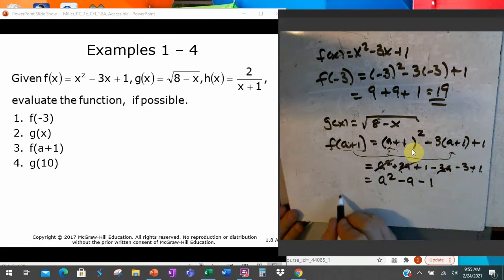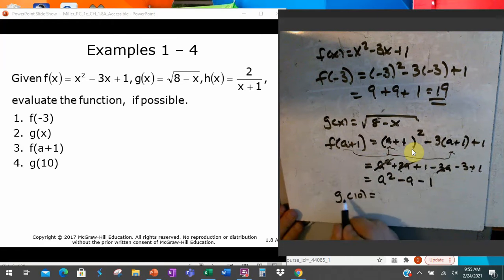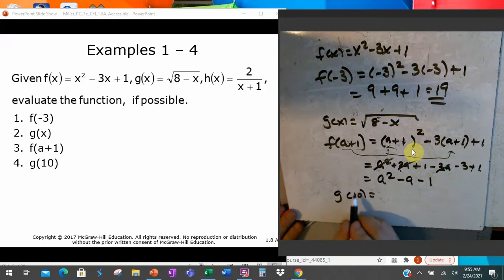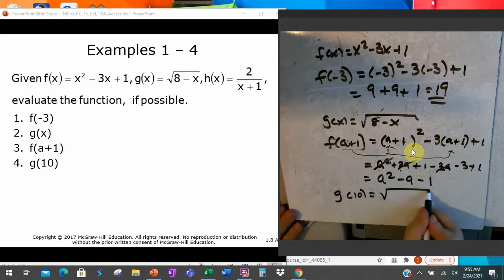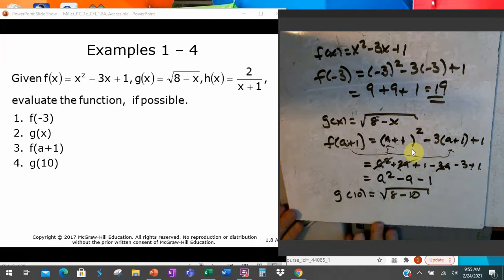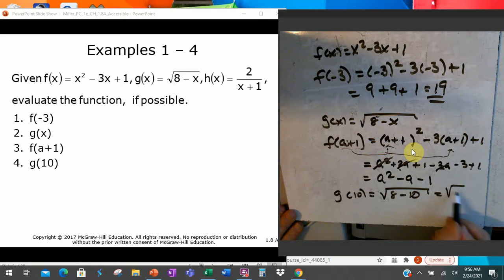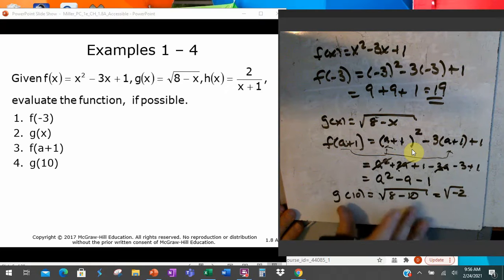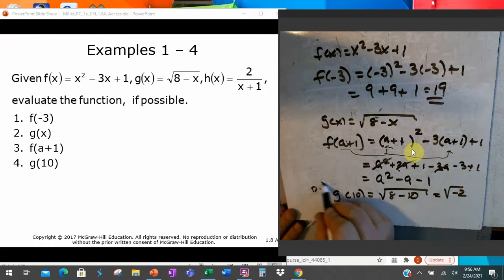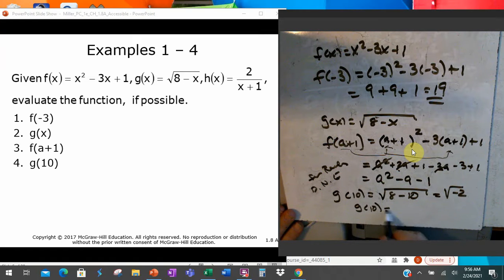What does g of 10 look like? What is the value of the function g when x is equal to 10? G of 10, g at 10. Here's my 8 minus x, and this is evaluated for x equal to 10. Square root of negative 2. If I'm talking about real functions, does not exist, D and E for reals. Or if I'm talking about complex functions, this would be the square root of 2i for complex functions.